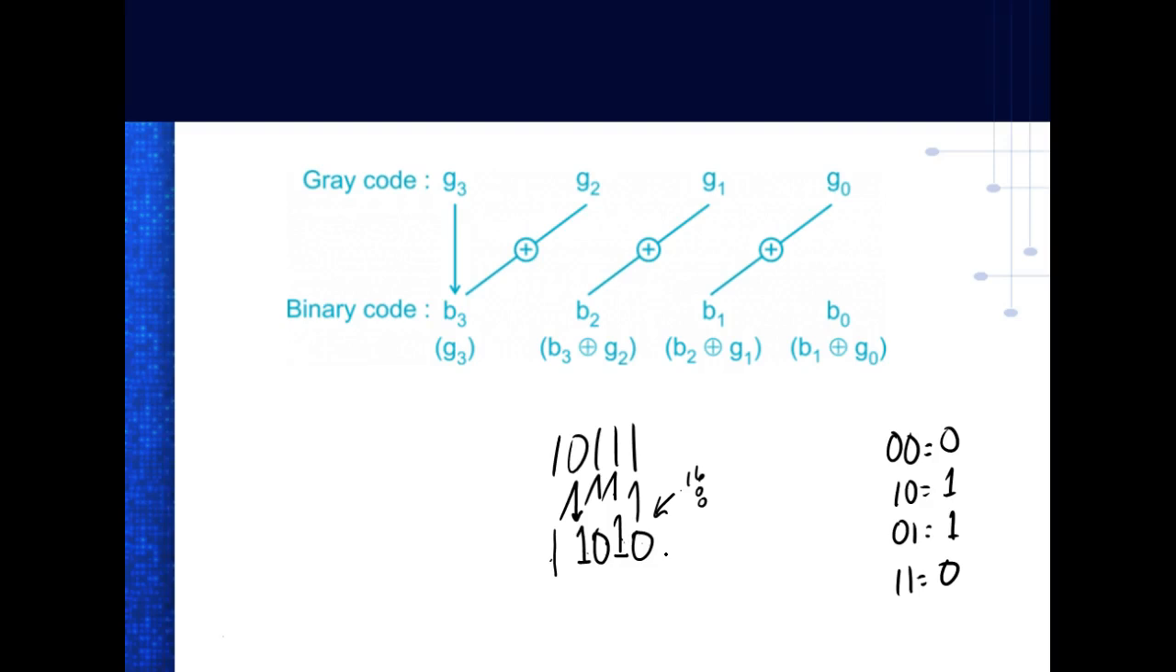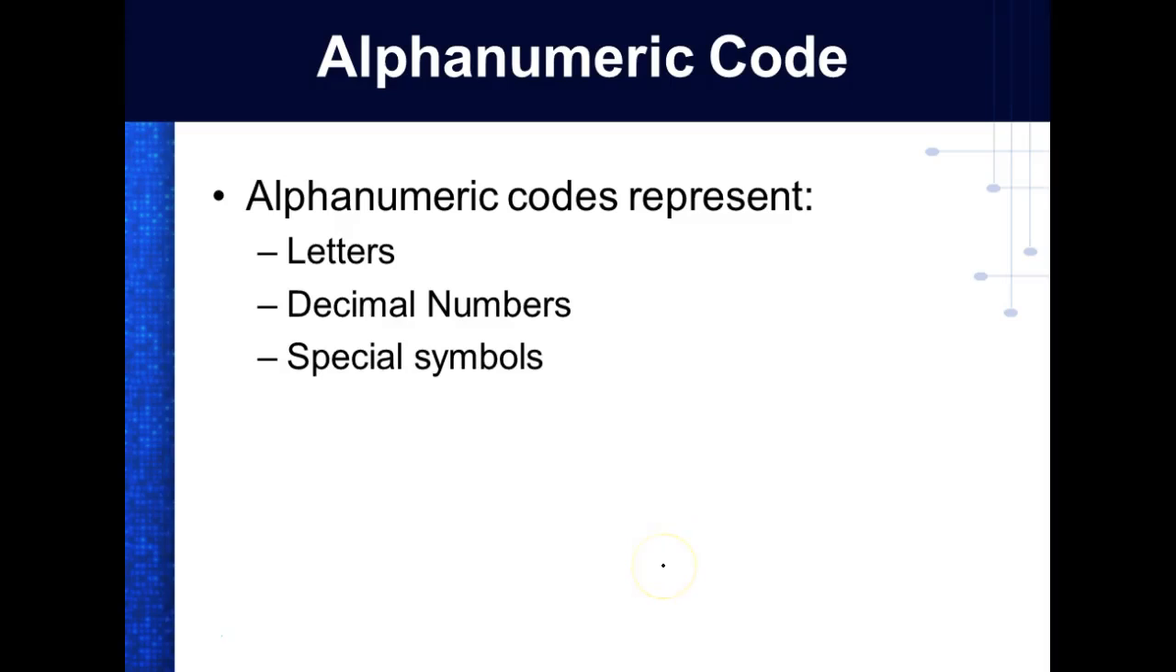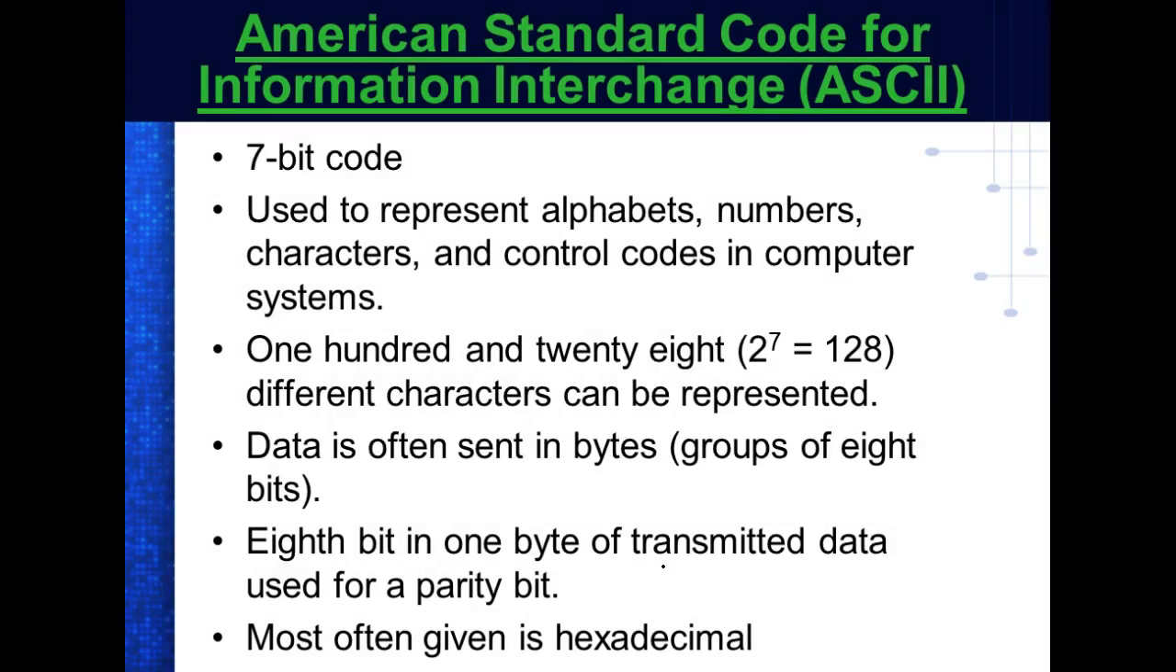So I'll have to figure it out, guys. Y'all don't worry about it. You can use alphanumeric code to represent what? Letters, decimal numbers, and special symbols. And what was the first alphanumeric code we looked at? The American Standard Code for Information Interchange, or most people call this ASCII. It's a 7-bit code which gives us 128 combinations, right?